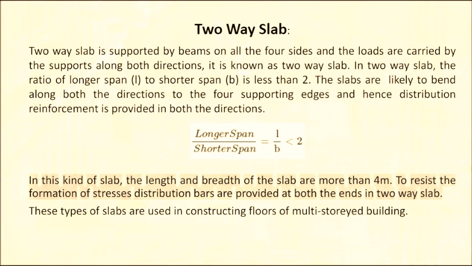In this kind of slab, the length and breadth of the slab are more than 4 m. To resist the formation of stresses, distribution bars are provided at both the ends in a two-way slab. These types of slabs are used in constructing floors of multi-storied buildings.